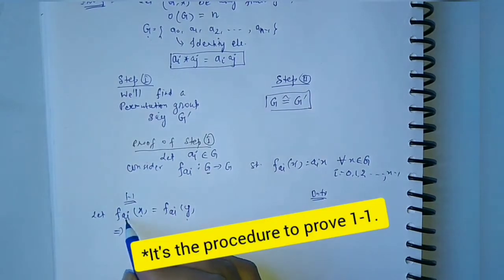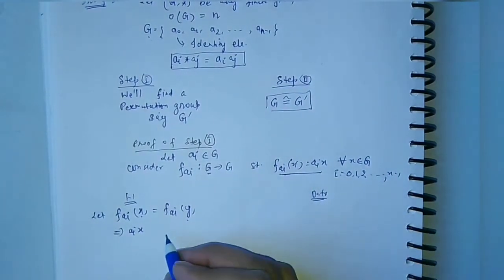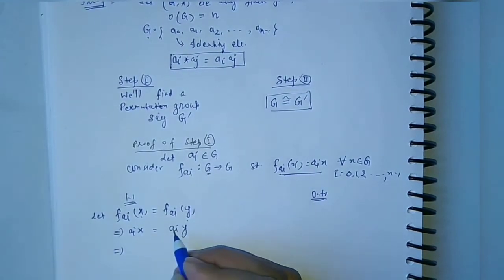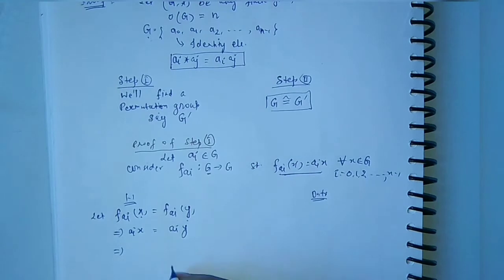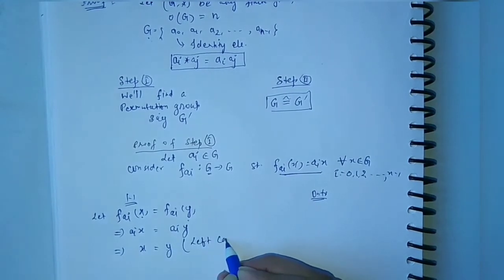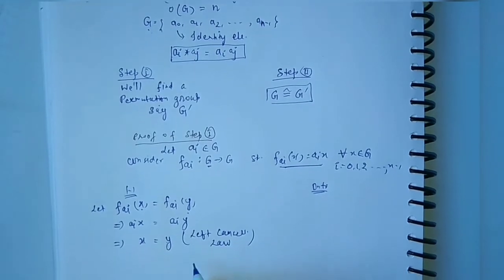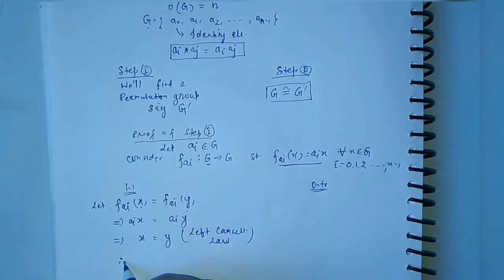So now f_Ai(x) is equal to Ai x from the definition here, and it is equal to Ai y. Now Ai x and Ai y are two elements from our group G. So applying the left cancellation law from the group G here, we get x is equal to y. So we got x is equal to y. So this implies that this function f_Ai is 1-1.